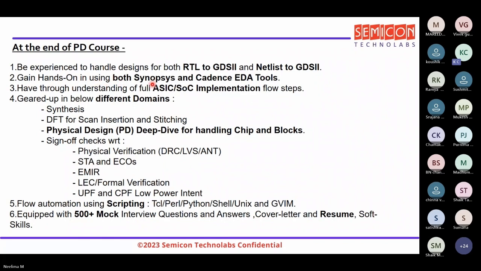You will be geared up in the below different domains: synthesis, DFT for scan insertion and stitching, physical design deep dive for handling chip and blocks. You will be getting the chip level experience from the Cadence DTMF block, and then block level experience from the Arcatop block, which you are using from Synopsys. Then sign-off checks with respect to physical verification, STA, EMIR, LEC, UPF. Flow automation using scripting, where almost all the major languages are covered here. Equipped with 500 plus mock interview questions and answers, cover letter and resume, soft skills.